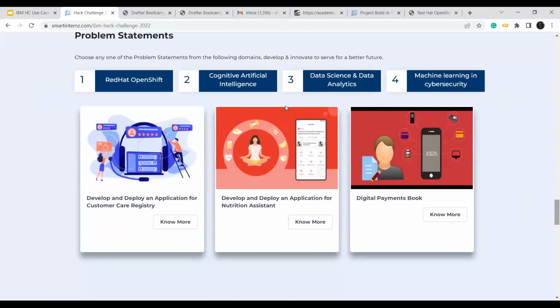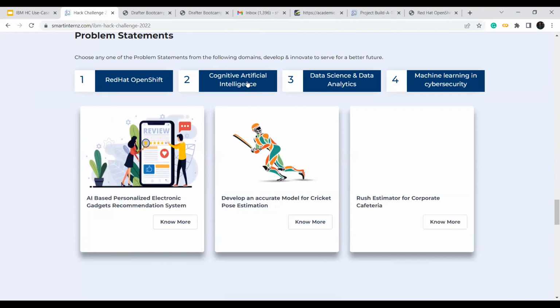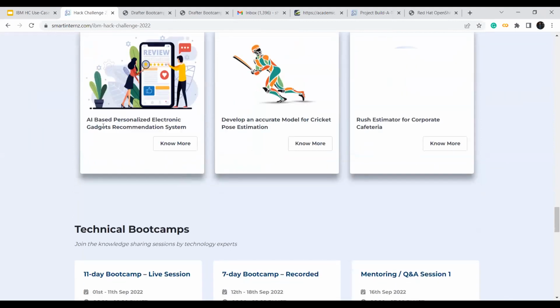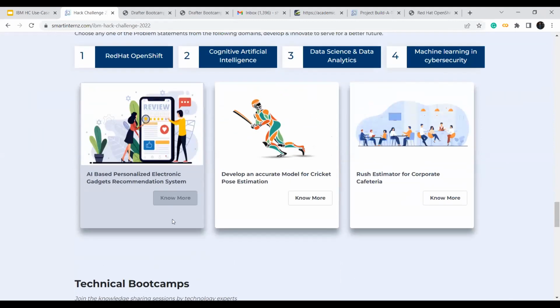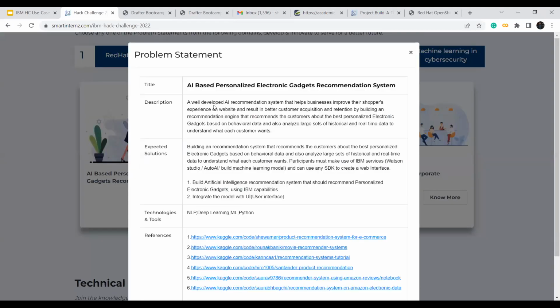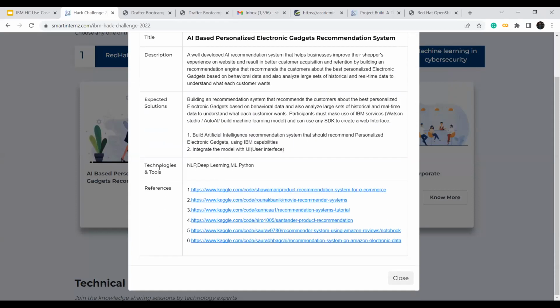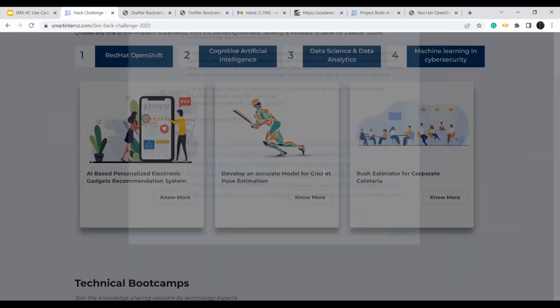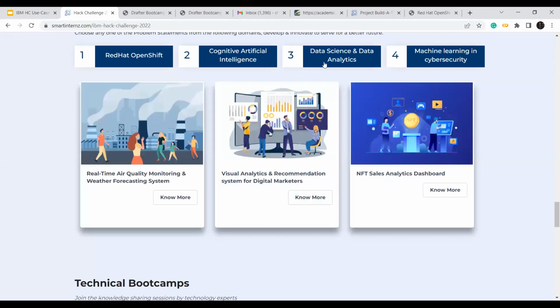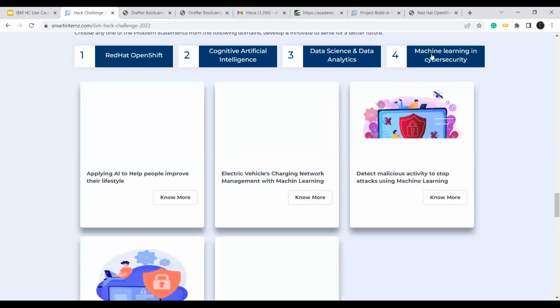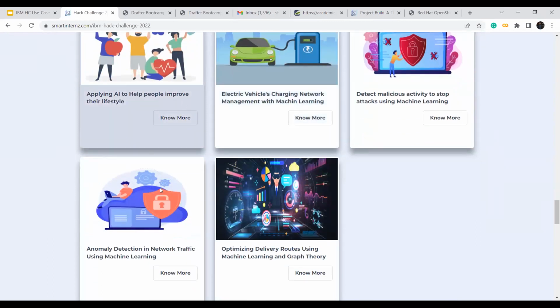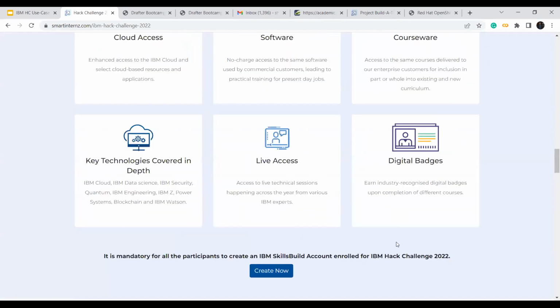If you click on that, suppose for Red Hat OpenShift, these are the three problem statements. For artificial intelligence, you can see these are the problem statements which you can build. If you click on the know more option, you will see the title, description, expected solution, and recommended technologies and tools. These are the references you can use, and you can also scrape data from different websites. In the same way, you can explore data science and data analytics, machine learning and cyber security. Please visit this website.